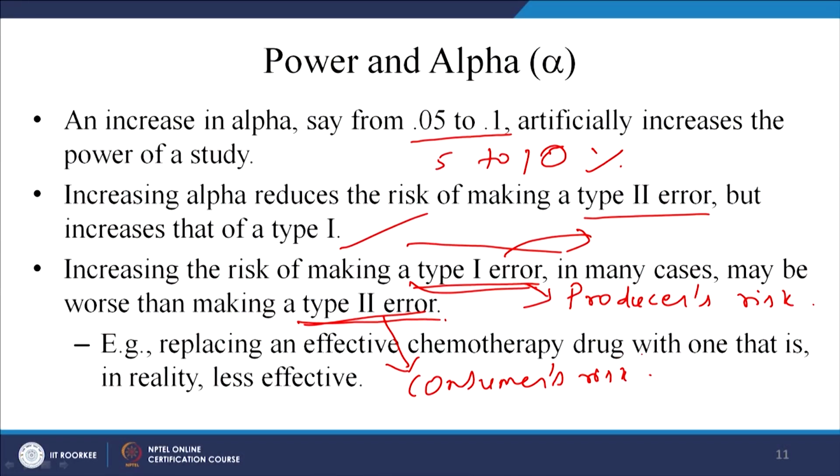But what if you have given a wrong drug to the consumer? The person may suffer from a severe disease or condition, and he might even die. You cannot make him happy again, it is very difficult. So, he would go to the court of law and maybe file a case against you as a company. You see this is an example: replacing an effective chemotherapy drug with one that in reality is less effective. Now suppose you have replaced an effective drug with an ineffective one, then it is a very dangerous case. So in such cases you have to be careful.